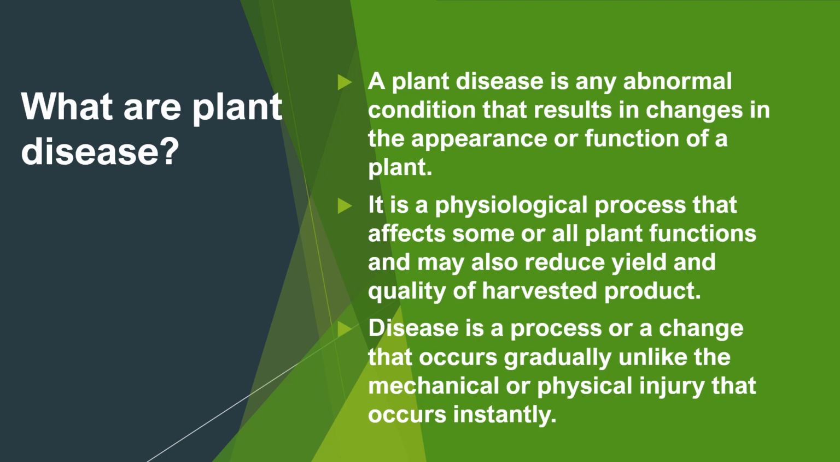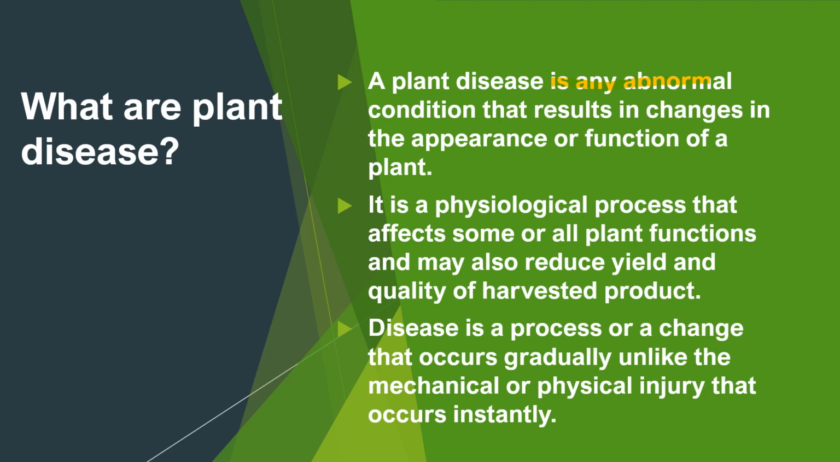So let's just understand what are plant diseases. Like animals, plants also become ill, but the illness in plants is slightly different than that of the animals. A plant disease is termed as any abnormal condition that results in changes in the appearance or function of a plant. So what do we mean by this?